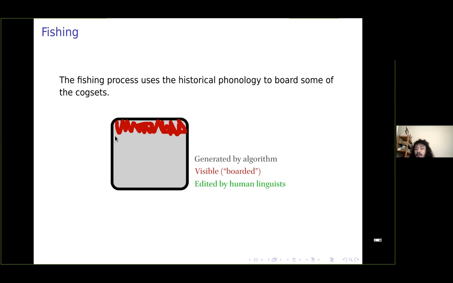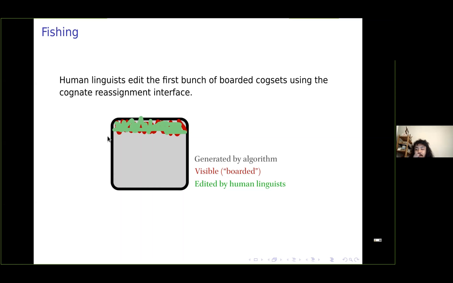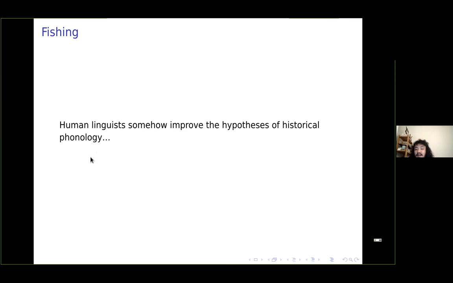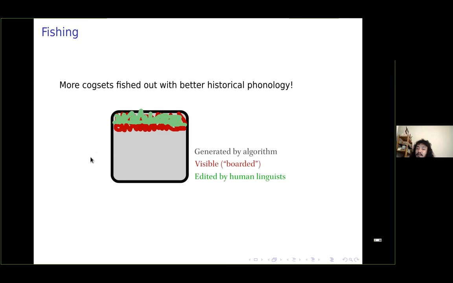Then, with the cognate assignment interface, the one that we just saw a lot of videos of, human linguists can edit the first bunch of fished coxets into human curated high quality coxets. Then you get better hypotheses of historical phonology, and it fishes out coxets with this better historical phonology. And you edit them again using the interface. So that's the idea. With this fishing thing, you finally have an incremental way out from the conundrum of too many coxets.